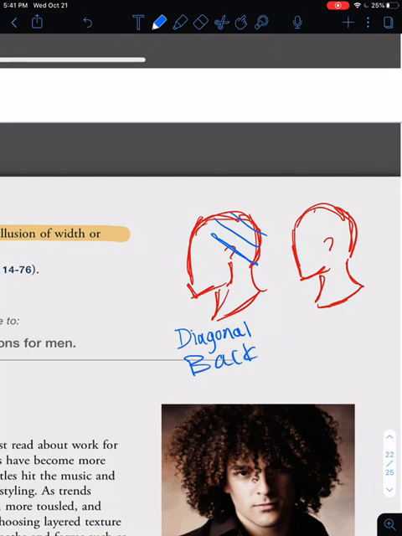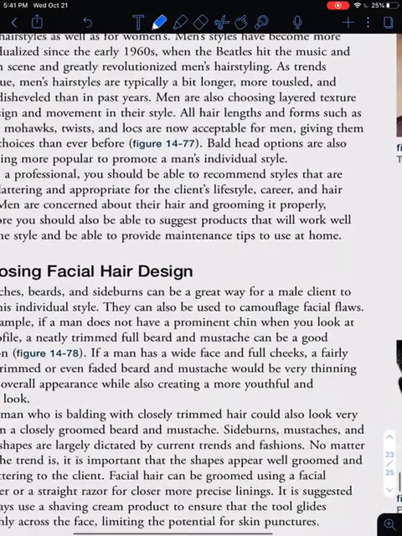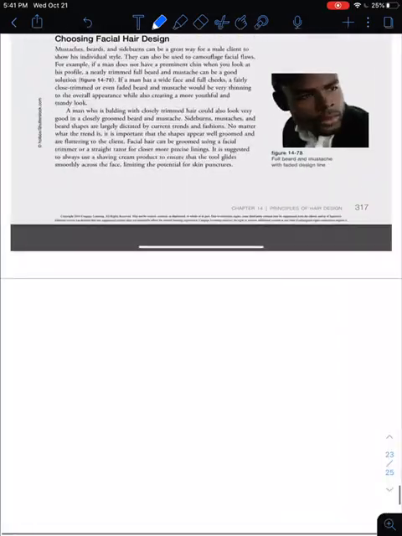Which is nice for haircuts, especially a lot of people's haircuts today. They lay in a diagonal back pattern, like face framing. Diagonal forward is going to be the opposite. It's going this way. A good haircut that comes to mind is an A-line, because it's shorter in the back and gets longer in the front. So this is diagonal forward. All right, and that is it for chapter 14, friends.